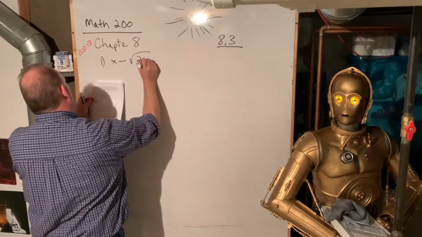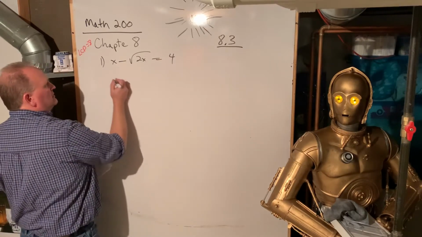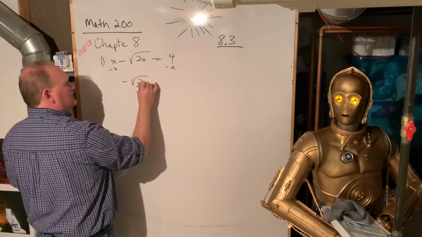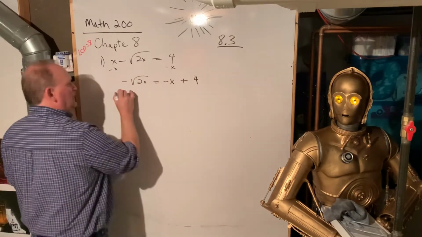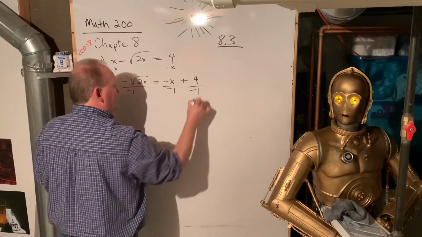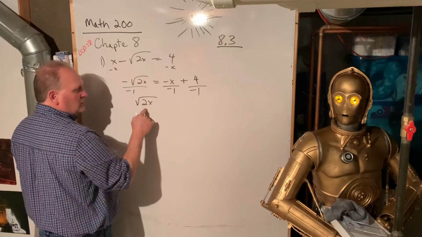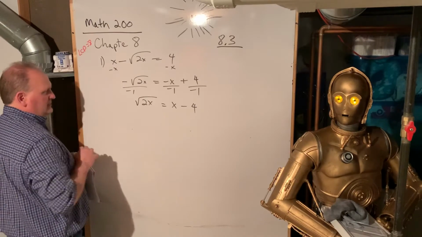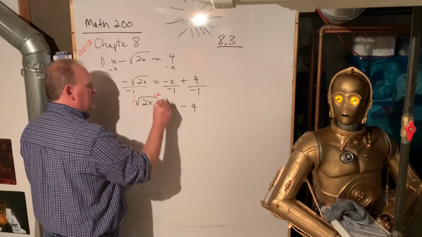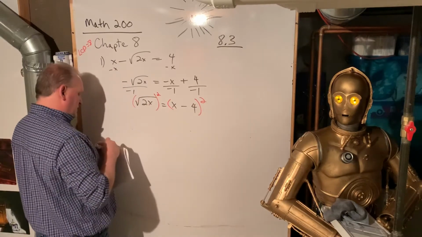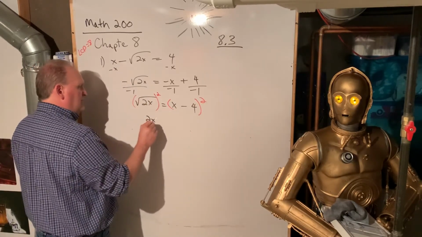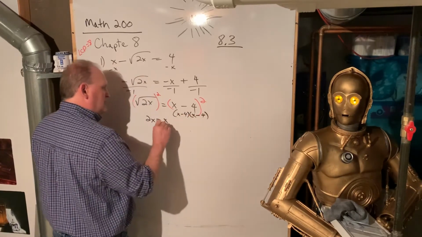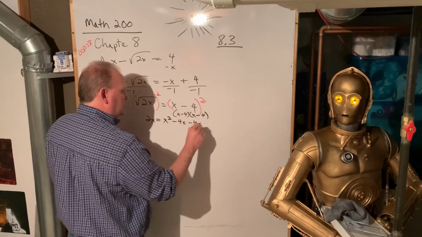x minus the square root of 2x is equal to 4. So we can subtract x. So we have negative square root of 2x equals negative x plus 4. Divide everything by negative 1, so we isolate the square root essentially. And now we're going to square both sides. The reason we're squaring both sides is to eliminate this square root. So now the square root squared is just 2x. This is x minus 4 times x minus 4. Remember how that works. We get x squared minus 8x plus 16.